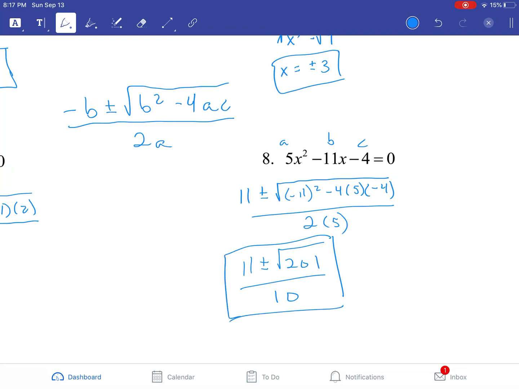Okay, and that's it. That is solving quadratic equations with those 4 different methods. Right? You pick whatever method works the best for that particular equation, and then you solve it.